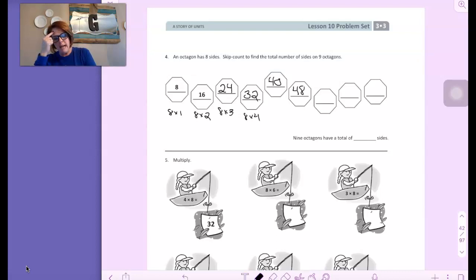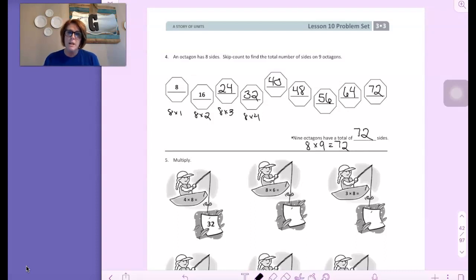8 more is 48. So now I'm at 8 times 7, 56. 64, 72. So 9 octagons have a total of 72 sides. So we just did 8 sides times 9 octagons equals 72 sides.